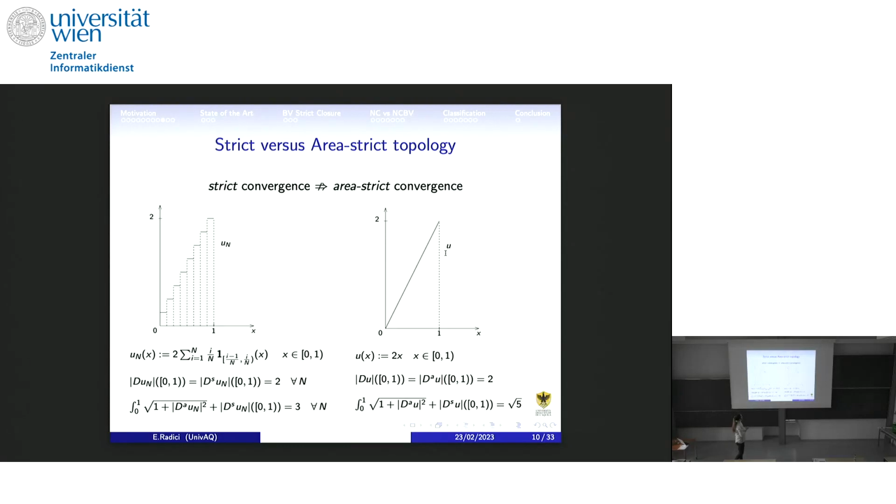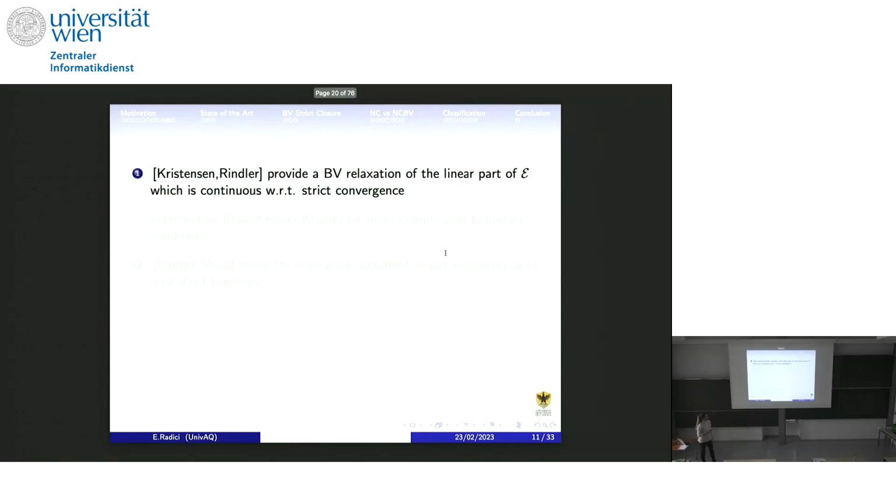So why are these two topologies interesting for our talk? Because there are two interesting relaxation results in BV. The first one is from Christensen and Rindler. They study a relaxation of the linear part of the energy. I'm not talking about the determinants. I'm just talking about the part involving the gradients. And they proved that the relaxation in BV with respect to the strict convergence is nice. It's continuous for Dirichlet boundary data.